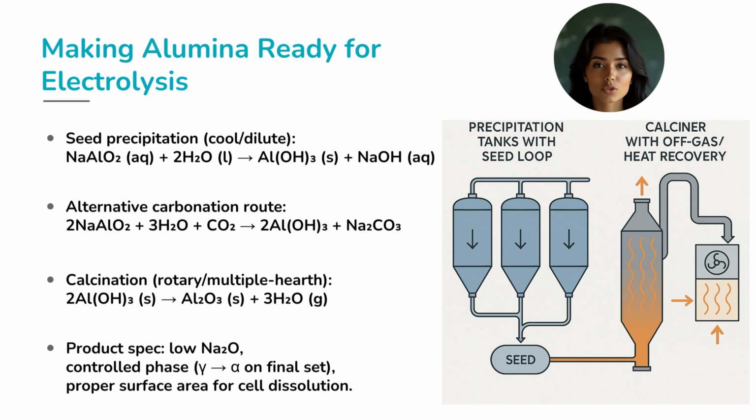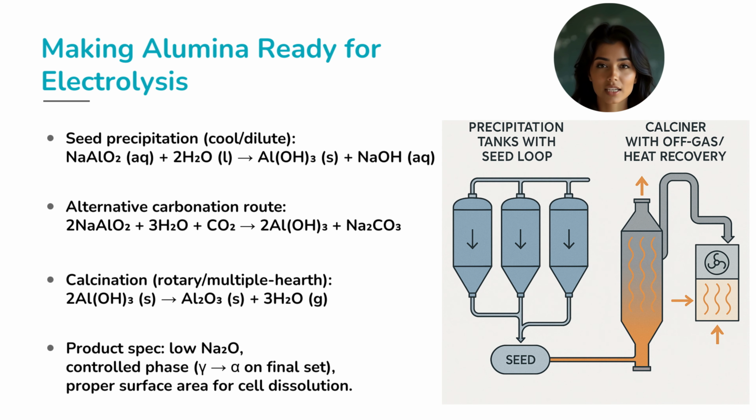We cool and dilute the sodium aluminate solution and seed it with fine aluminium hydroxide crystals. The reaction is NaAlO₂ + 2H₂O gives Al(OH)₃ + NaOH. Alternatively, with carbon dioxide bubbling, 2NaAlO₂ + 3H₂O + CO₂ gives 2Al(OH)₃ + Na₂CO₃. The aluminium hydroxide precipitate is then washed and calcined at high temperature. The reaction is 2Al(OH)₃ on heating gives Al₂O₃ + 3H₂O.